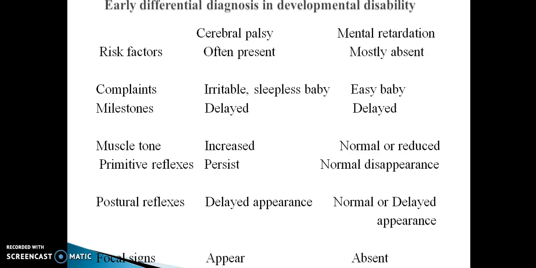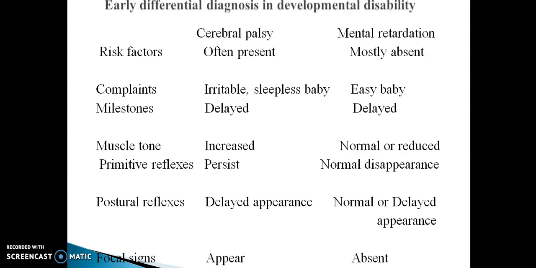So, what are all the problems which can happen? In comparison, sometimes the cerebral palsy children may have mental retardation also. But other than that, if you classify and see what is happening in cerebral palsy cases and what is happening in mental retardation cases, it's a differential diagnosis, and we take some factors. If you take risk factors, in cerebral palsy often all the risk factors which I have mentioned earlier are present. For mental retardation, mostly all the risk factors are absent.